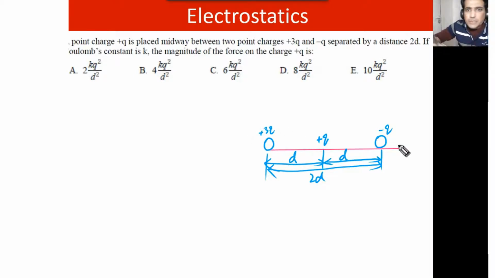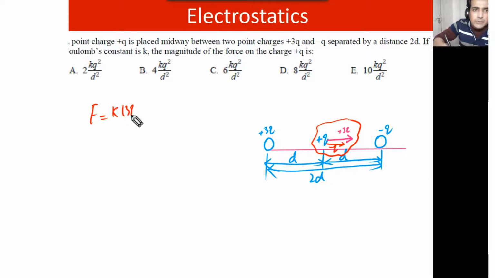In this case, you need to understand that if this is a positive charge, the force due to plus 3q will be this way. It will apply force this way. But this is a negative charge, so for a negative charge, we understand this will also apply force this way. So the force due to minus q will also be this way. Now what you need to do is the total force on this one will be equal to the force due to this plus the force due to this. Then you can calculate.